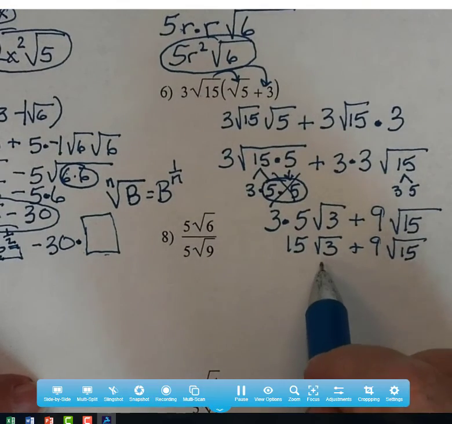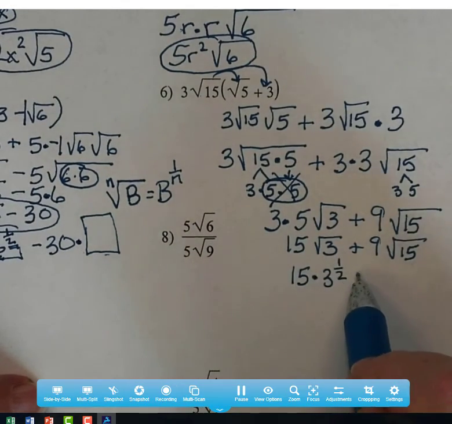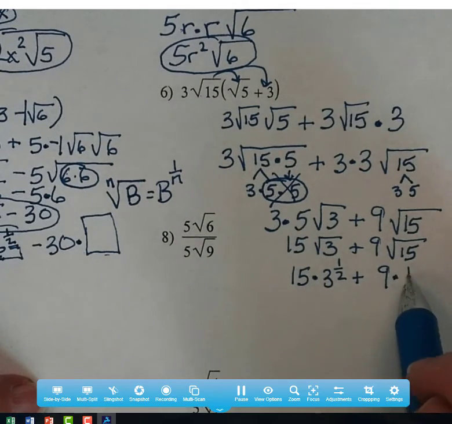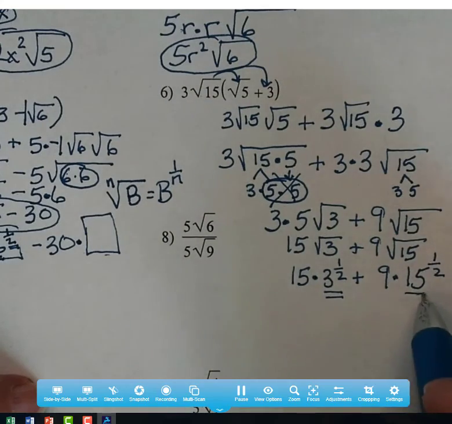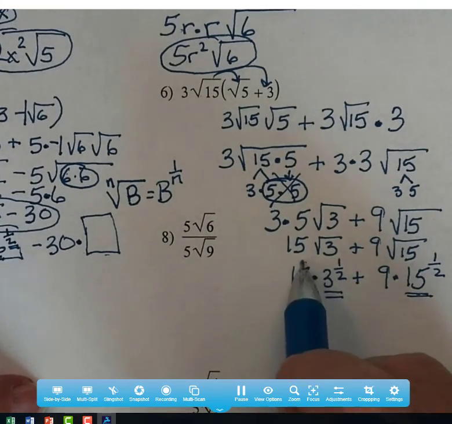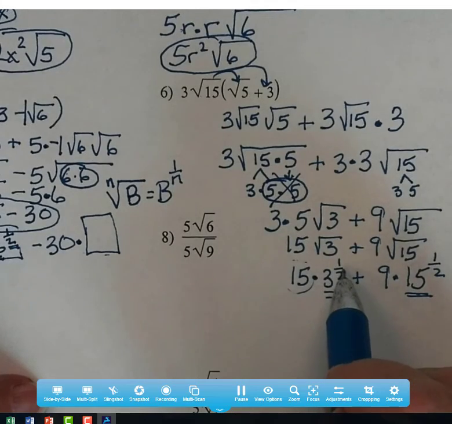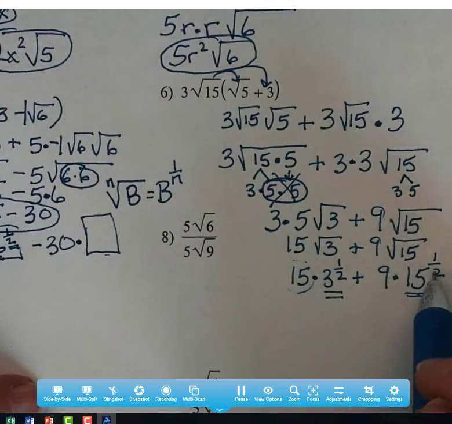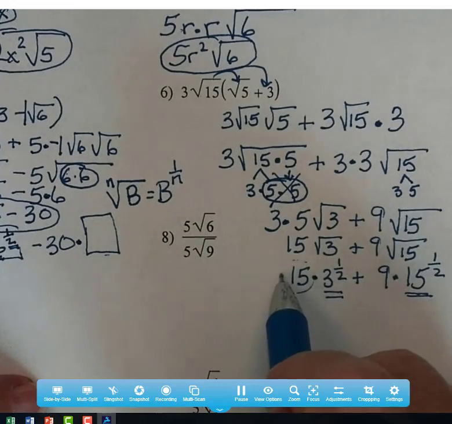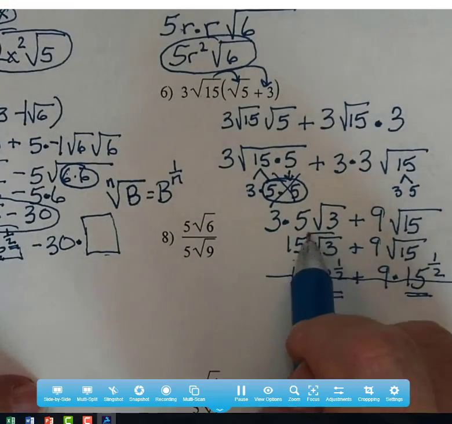If I rewrote this with the base, I would say 15 times 3 to the 1/2, plus 9 times 15 to the 1/2, but they don't have the same base. In order for us to combine these coefficients, I'd have to have the same base raised to the same exponent. Same exponents, but not same base. Therefore, we can't combine them, and this is your final answer.